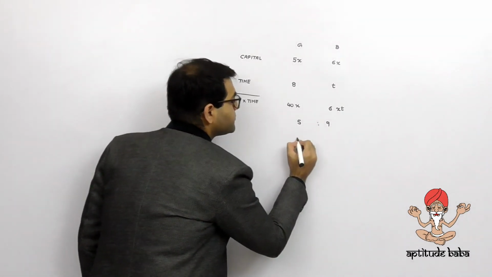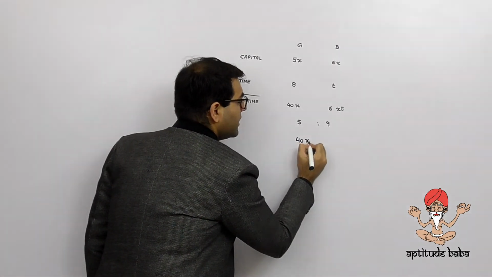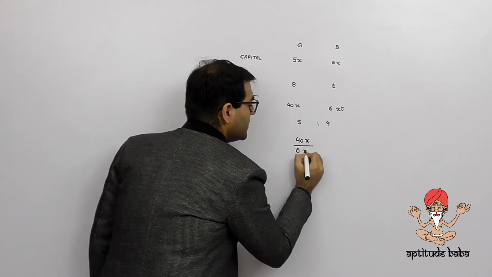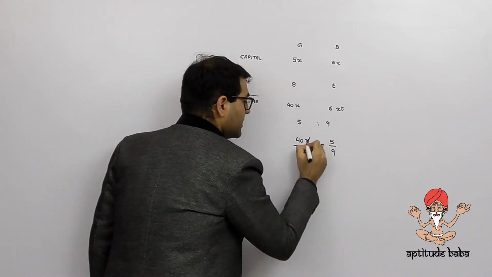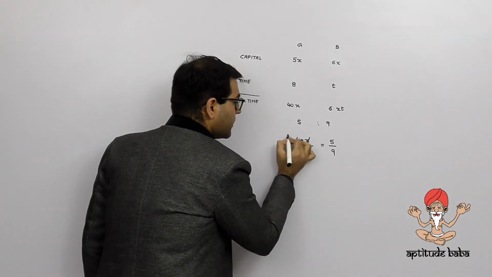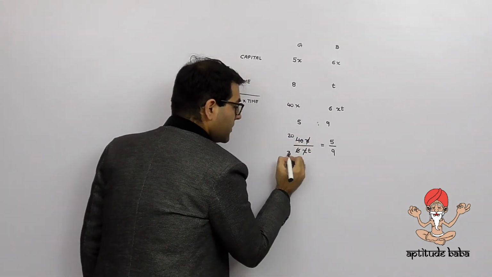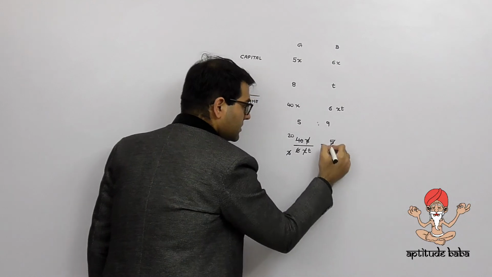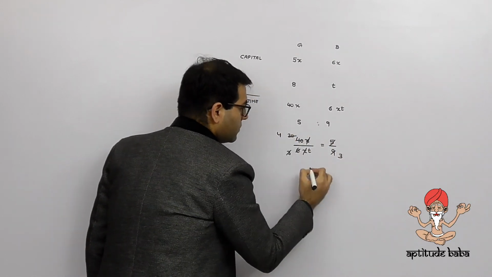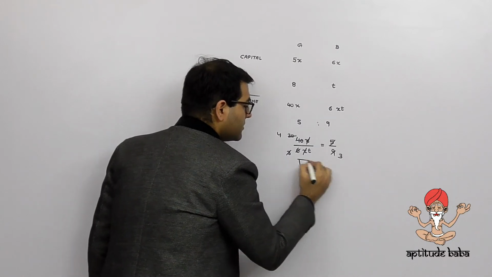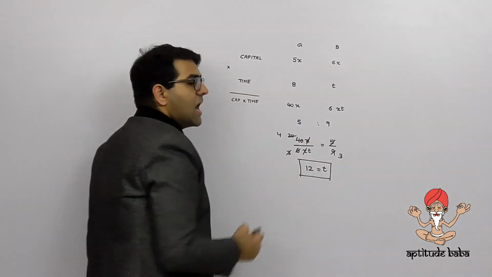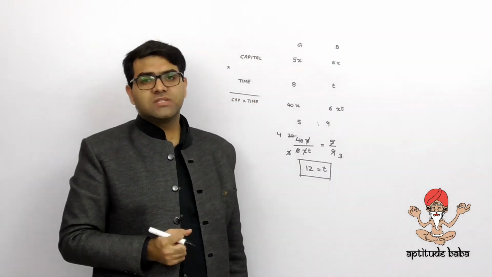Let's solve that. So 40x divided by 6xt is equal to 5:9. Now x cancels x, this is 20, this is 3, now this is 3 and this is 3, so this is 5 and this is 4. So what do I have here as the value of t? The value of t that I have here is 12. So at the end of the day, Bansal had invested his money for 12 months.